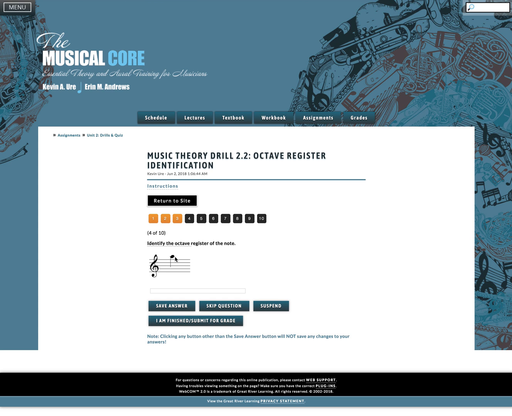So here's one more. You need to identify the octave register for this one. C4 is right here. The next octave up is C5. This is in between C5 and C6, which is actually one ledger line above. So this is also octave register 5.